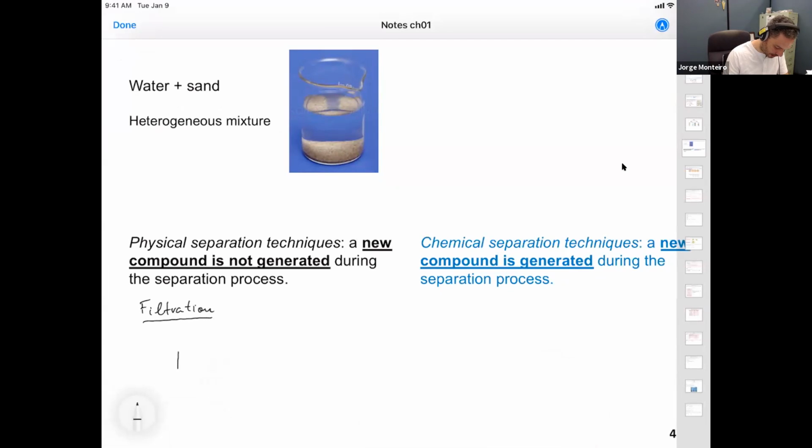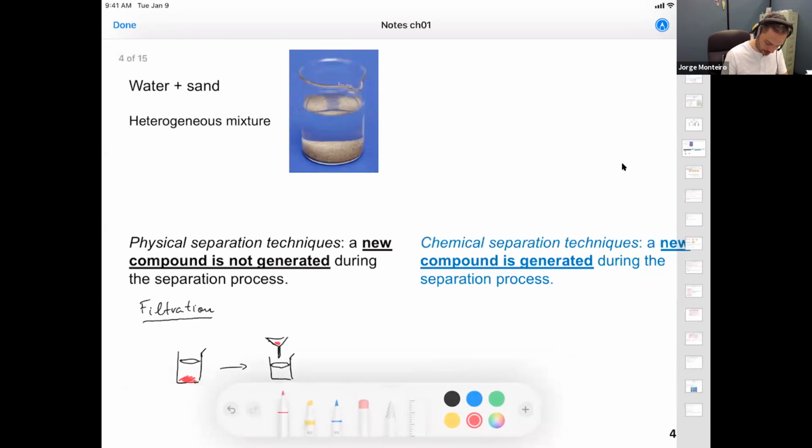Okay, and let's use our water plus sand example. So we have here water, and at the bottom, we have sand. Filtration is a very simple process. So we are going to filter our sample through a funnel. When the sample is filtered, you're going to collect pure water at the bottom, and you're going to trap the sand in the funnel.